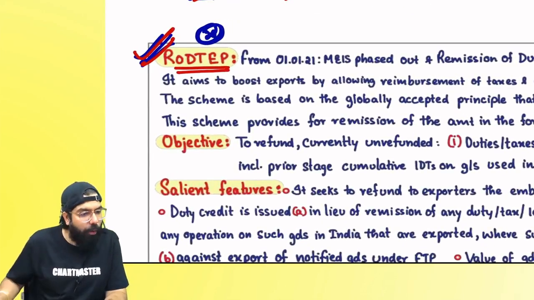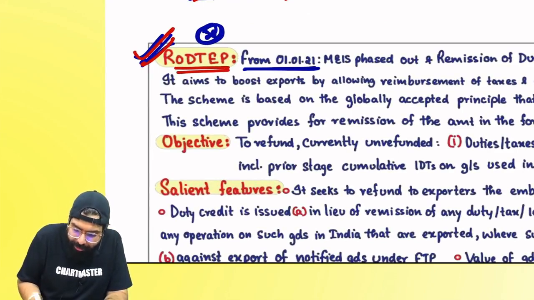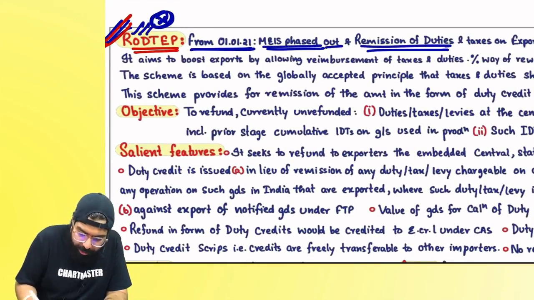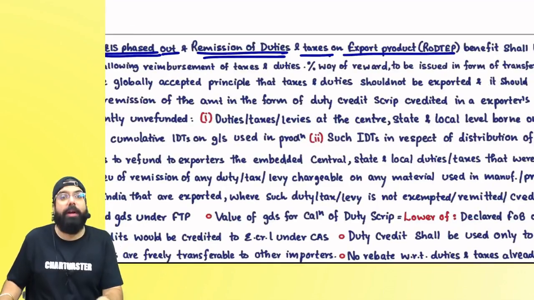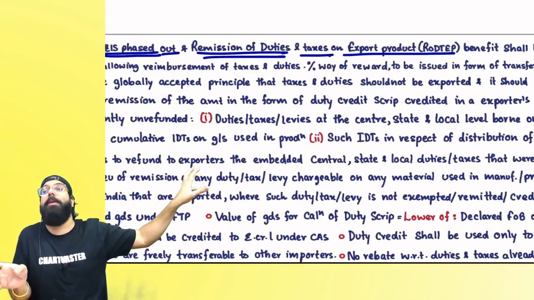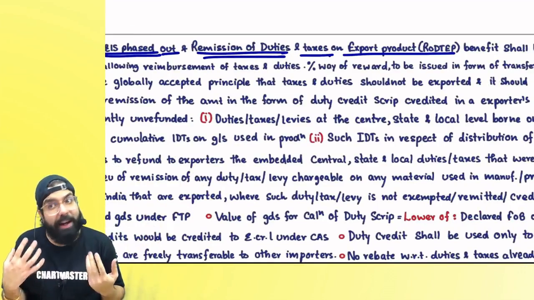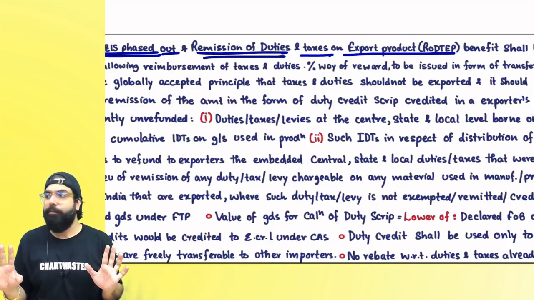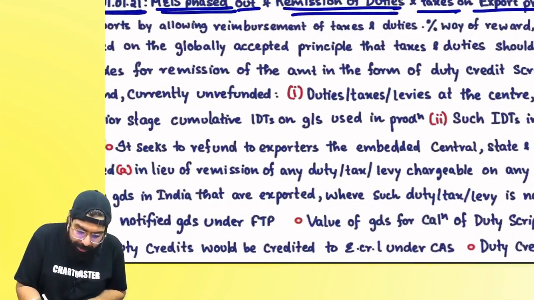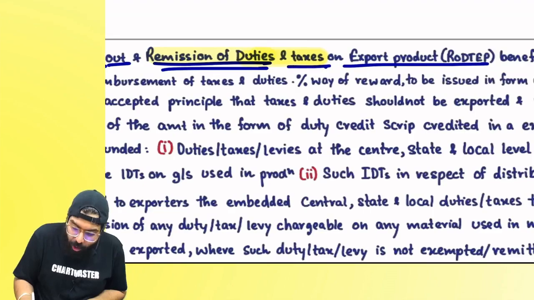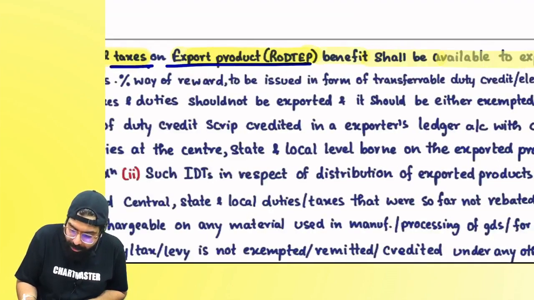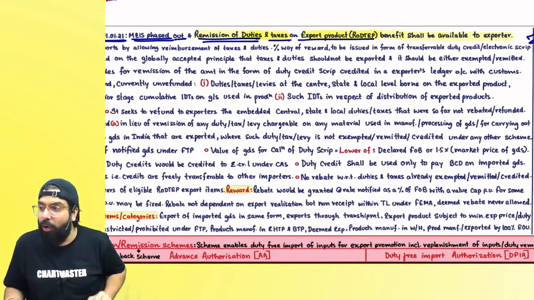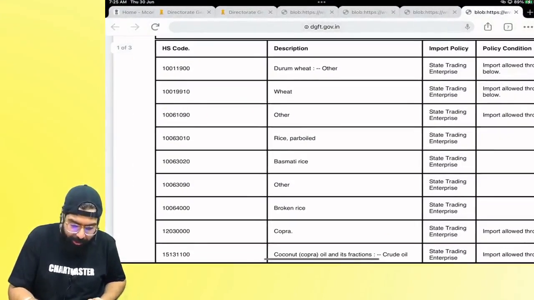So, sir, what is RODTEP? From 1st of January 2021, MEIS has been phased out and replaced by RODTEP, remission of duty and taxes on exported product. Sir, if I am exporting some product on which I have paid some duty, and I have not got duty drawback anywhere, they are telling that still, under the RODTEP scheme, some chocolate will be given to you. Are we clear, everyone? They are telling remission of duties and taxes on the exported product, benefit shall be available to the exporter. MEIS is not there. Don't worry. Still you go ahead and export. We will give you RODTEP benefit. I will show you how RODTEP works.